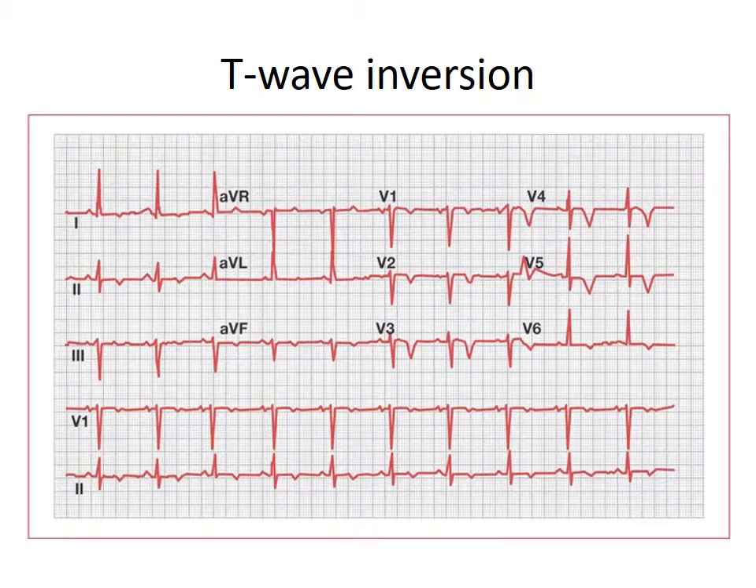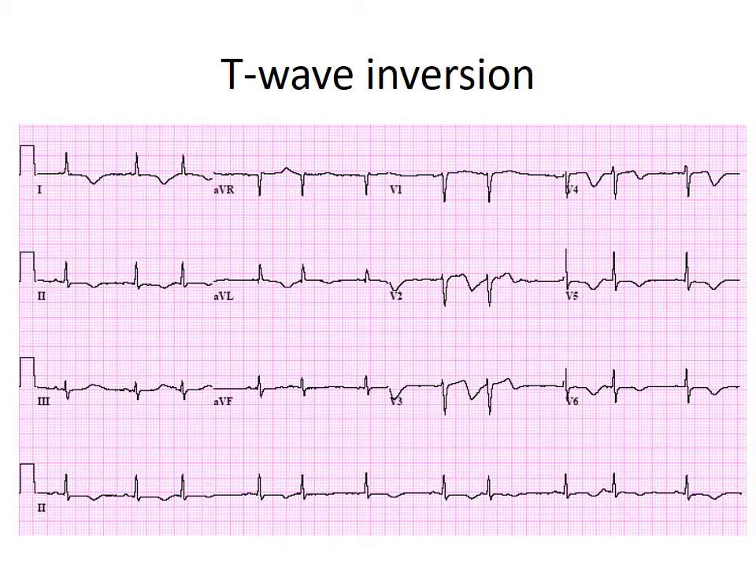And even a little bit in the inferior lead. But the big key thing in this picture is you've got T-wave inversions. T-wave inversion, think ischemia. Here's another example, T-wave inversion. Look at V2, V3, V4, 5, 6, and lead 1. So you've got some ischemia more than likely occurring.